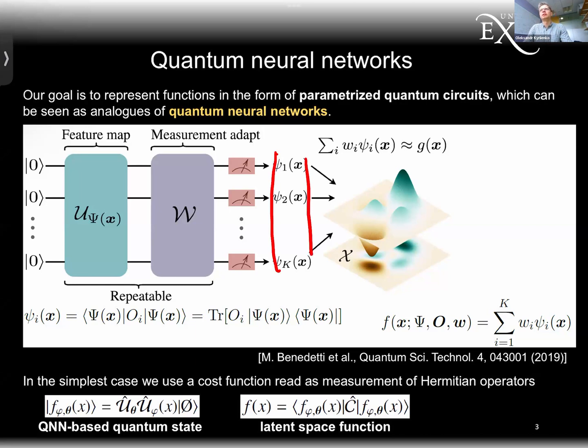So in principle, this is all very flexible, and it depends on your output that you want to reproduce, your input, and also on the properties of your feature maps and the variational circuits. So once you have this quantum state, which I will call the QNN-based quantum state, you could evaluate a cost operator and get a latent space value of the function. And that will match certain problems that you would like to solve.